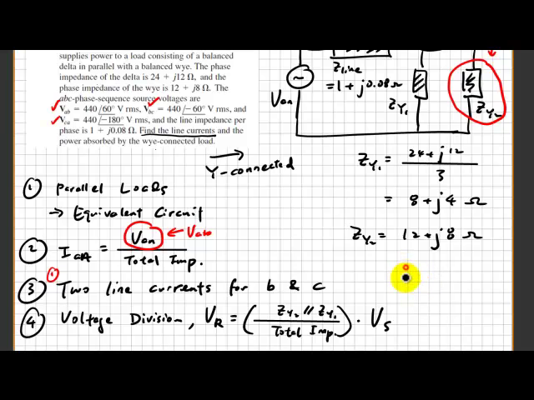So we are going to deal with 3 phase, right? That means that you have to multiply by 3 in order to find out the power absorbed by the Y connected load. So that's what will be 3 phase. That means you have to use P equal to 3 times I squared R of the Z_Y2. Hope this helped.